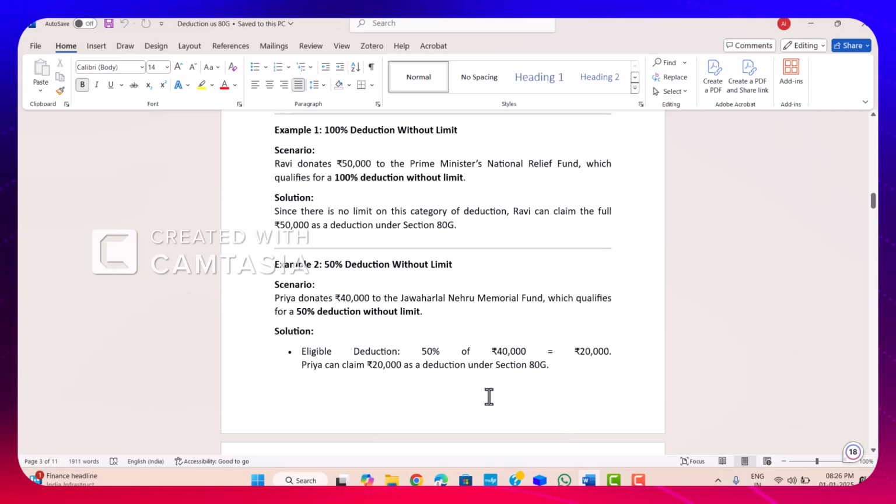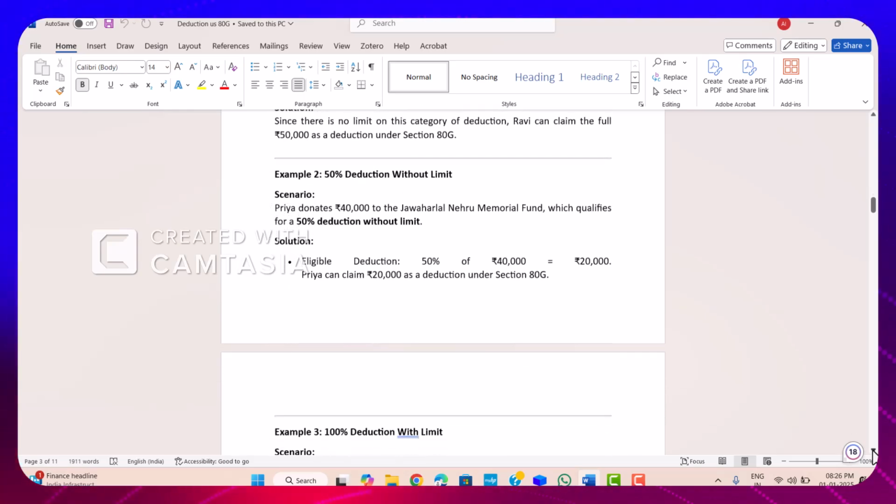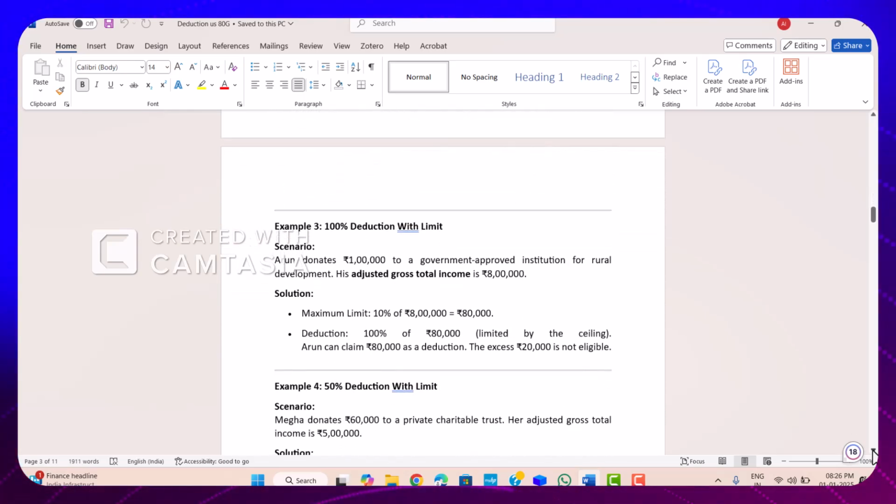20,000. This Priya can claim 20,000 as a deduction under section 80G. Okay. Next, we will discuss a 100% deduction with limit item. Arun donates 1 lakh to a government approved institution for rural development, and his adjusted gross total income is 8 lakh.